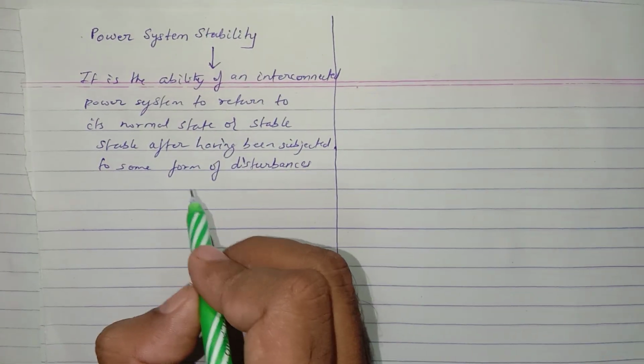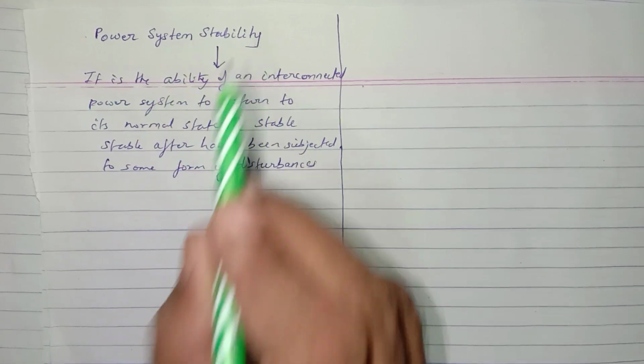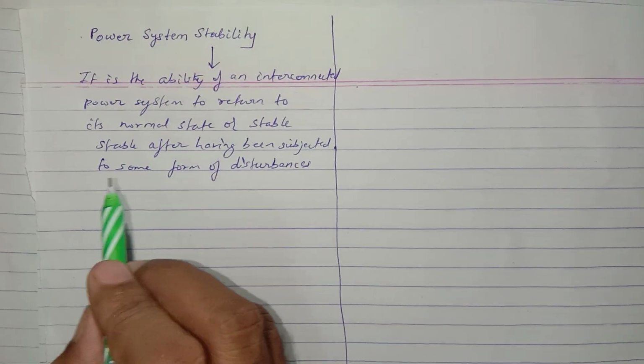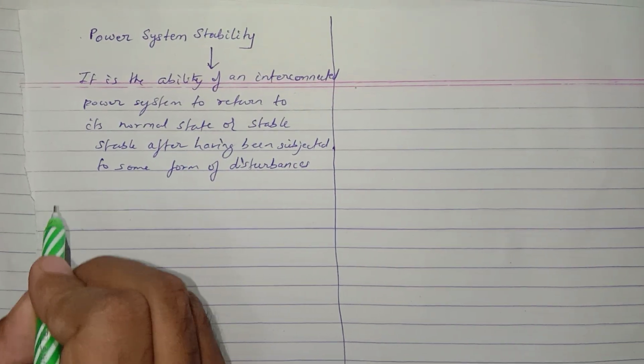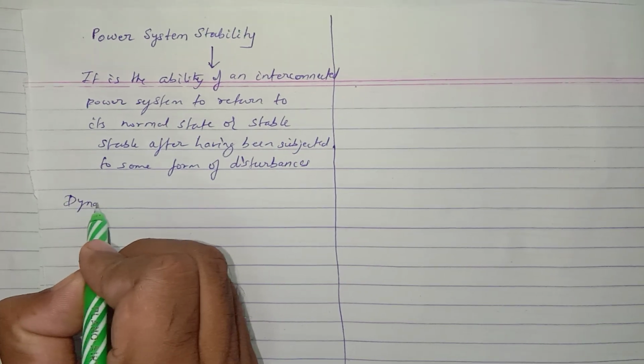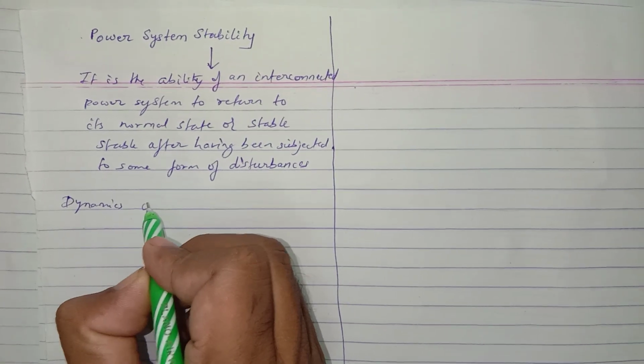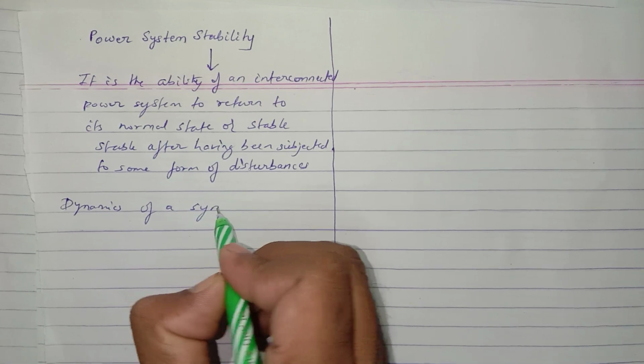So to understand this concept of power system stability, we have to first study the concept of dynamics of a synchronous machine.